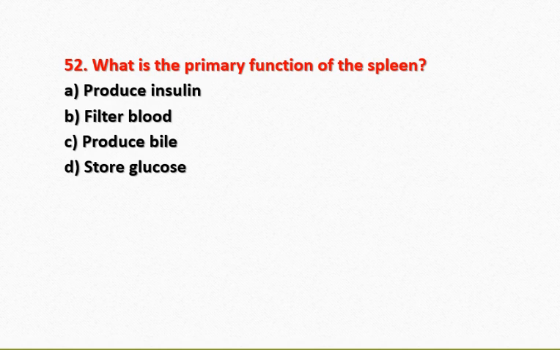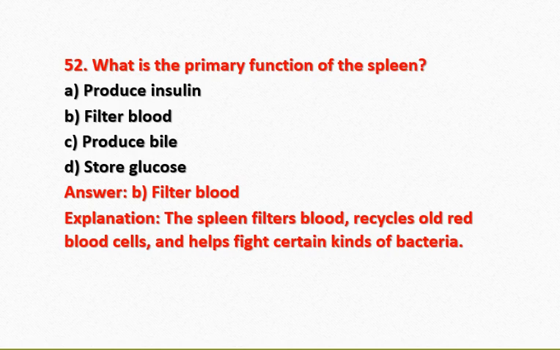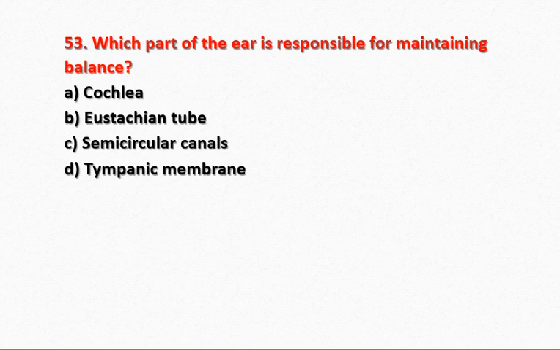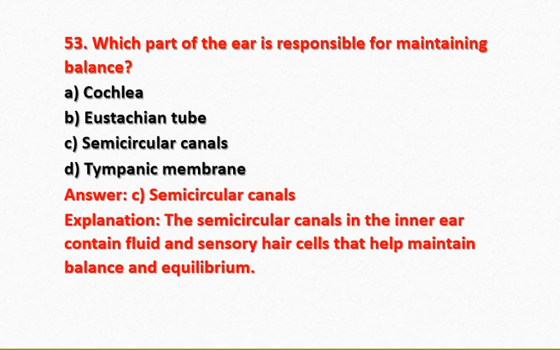What is the primary function of spleen? Correct answer is option B. Filter blood. Which part of the heart is responsible for maintaining balance? Correct answer is option C. Semicircular canals.